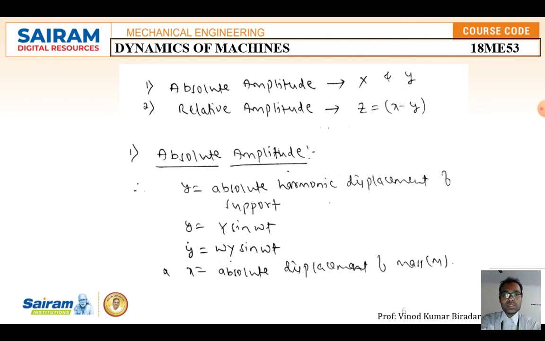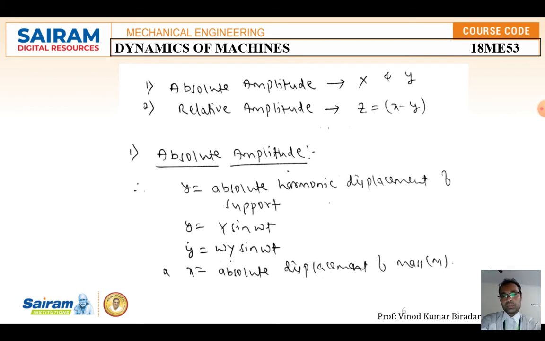Here x and y are called the absolute amplitude, and the relative amplitude is called z. X minus y, the difference, is called z. Z is called the relative amplitude, remember. This is very important while solving problems also. Z stands for relative amplitude, x and y stand for absolute amplitude. Now one by one we are going to derive.